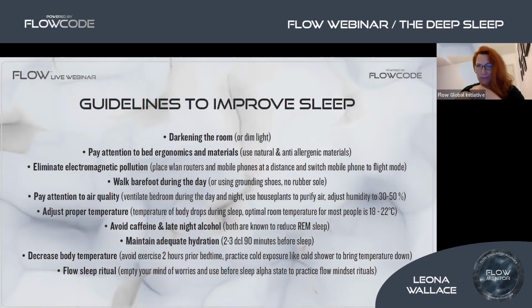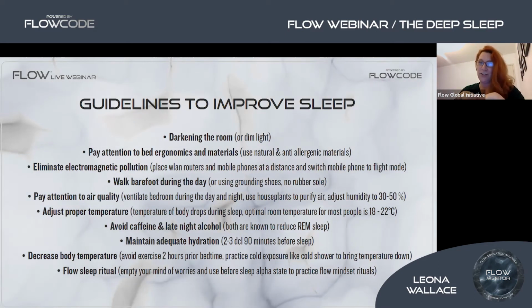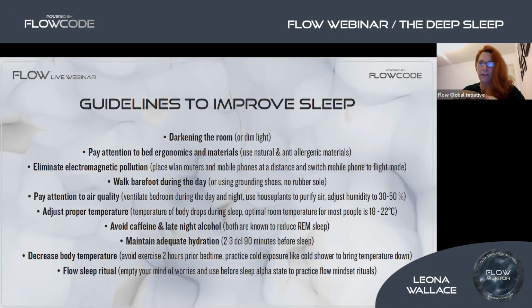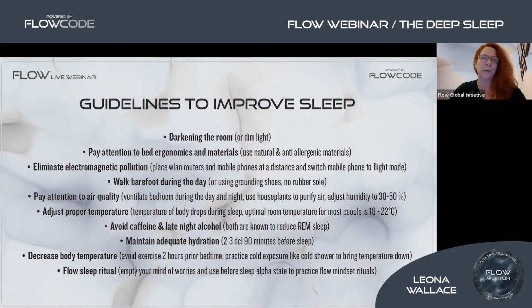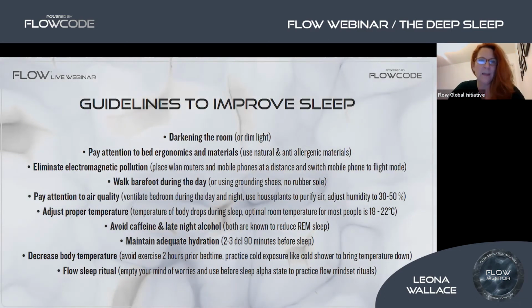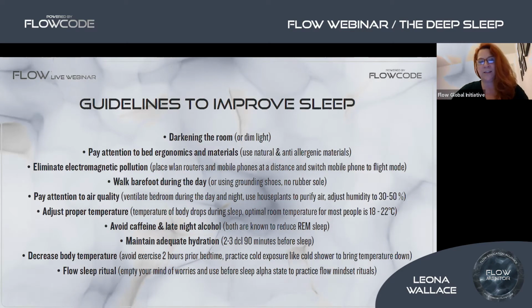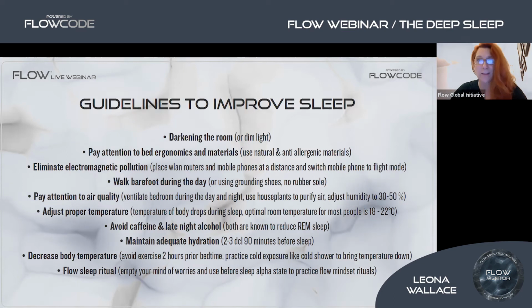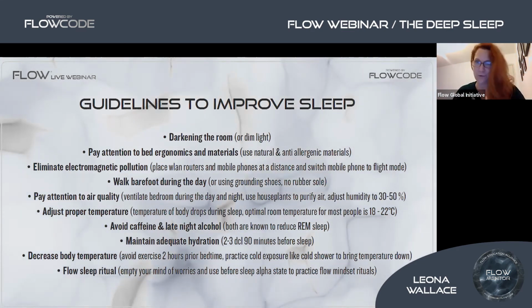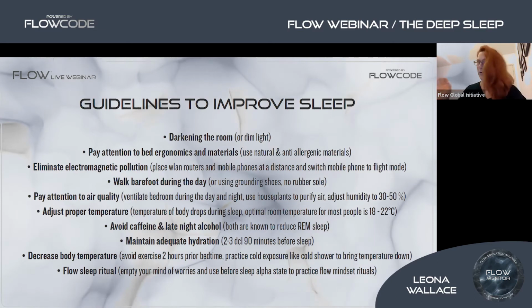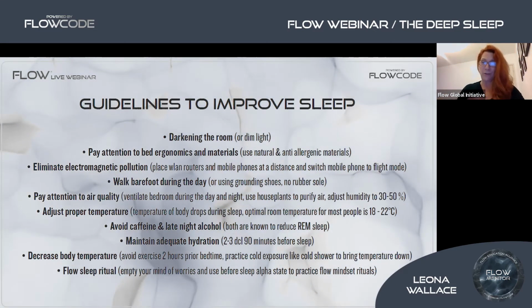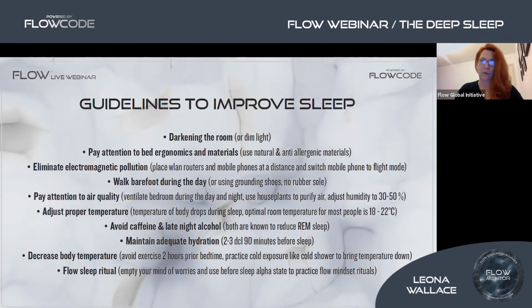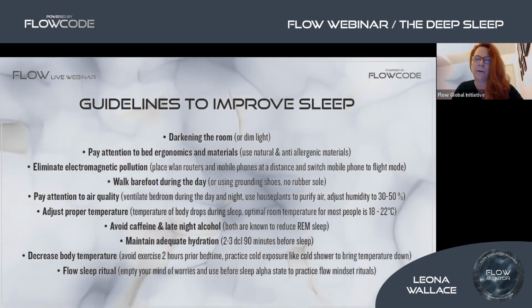Darken your room or dim the lights. Pay attention to your bed and the materials that you use. I notice this a lot when I travel because I can't control this element, but I notice how it affects my sleep. Eliminate as much as you can the electromagnetic pollution. What is that? Turn off your router, turn off your phone, turn off your computer. Don't have your computer and your phone in your room. Like, I turn off my router at night. If I have to have my phone on, I turn on flight mode. I generally just don't like to have it in my room.